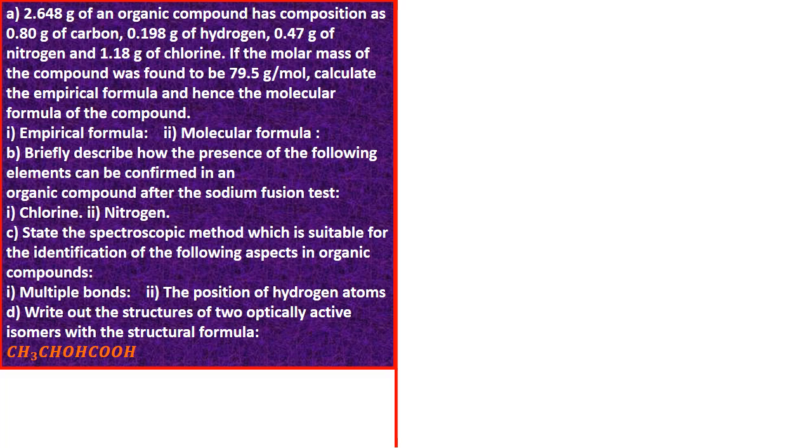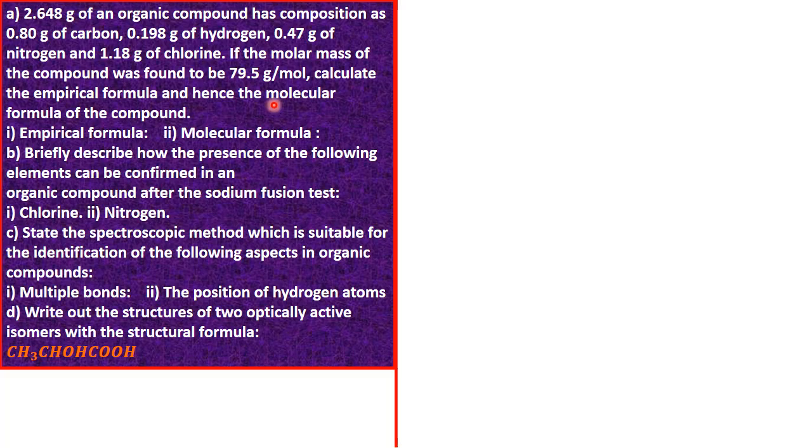So friends, finally, let's look at some organic chemistry, and this is going to be the last section of this particular year. It states that 2.648 grams of an organic compound has a composition of 0.80 grams of carbon, 0.198 grams of hydrogen, 0.47 grams of nitrogen and 1.18 grams of chlorine. If the molar mass of the compound was found to be 79.5 grams per mole, we should calculate the empirical formula and hence the molecular formula of the compound.